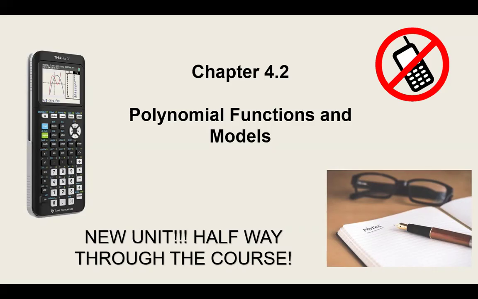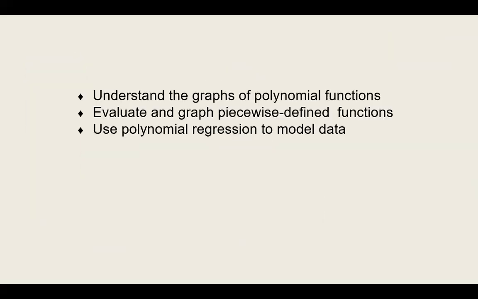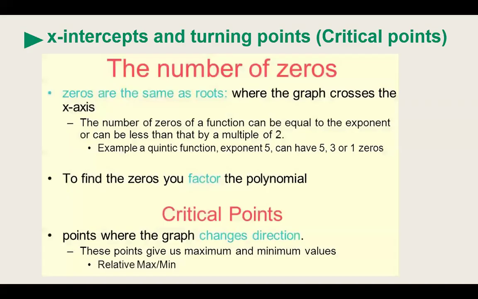So our objectives here are to be able to understand the graphs of polynomial functions, evaluate and graph piecewise defined functions, and use polynomial regressions to model data. Again, if you're in pre-AP Algebra 2, we spent so much time on regression models that I feel like you guys should be able to live and breathe what a regression model is and how to find it. You're welcome. So our main focus is to be able to identify the number of zeros.